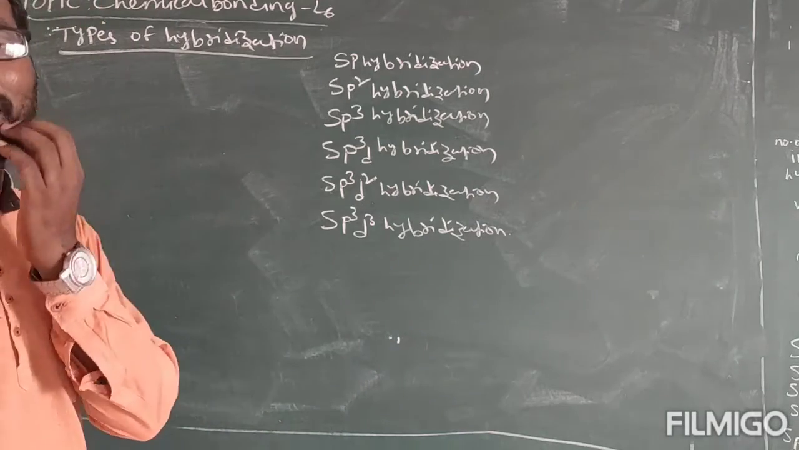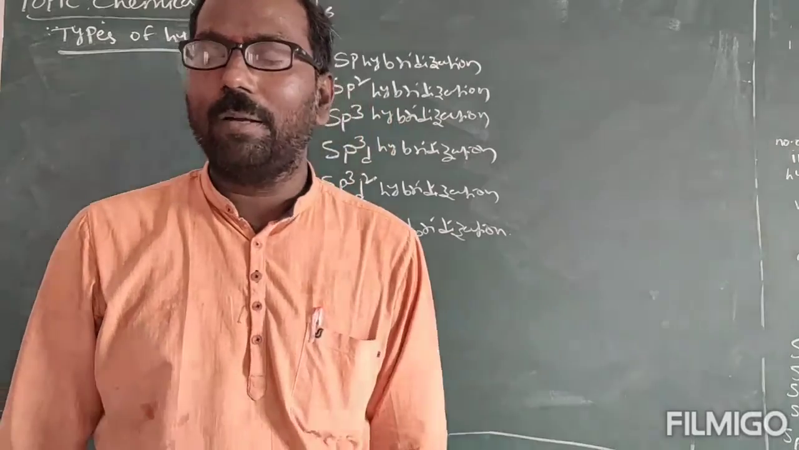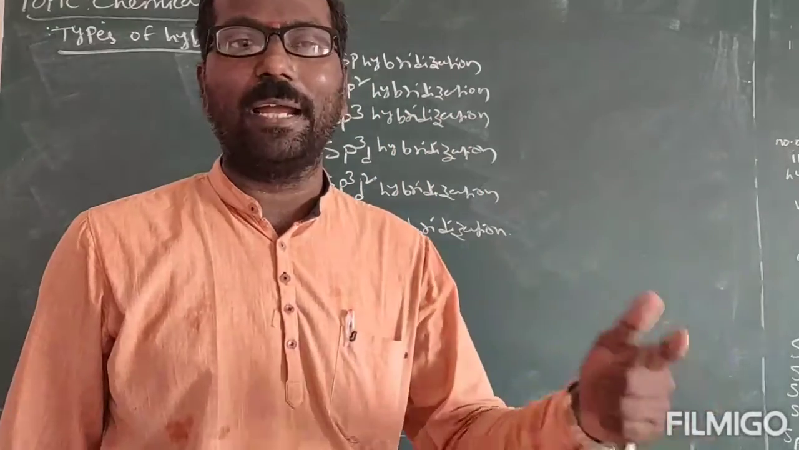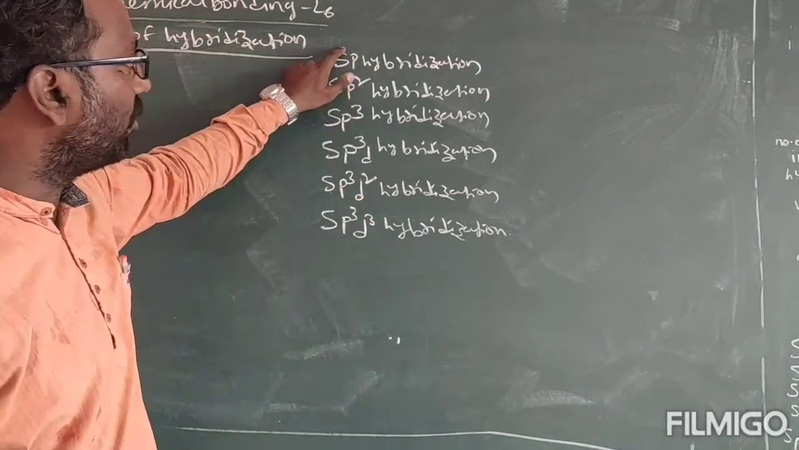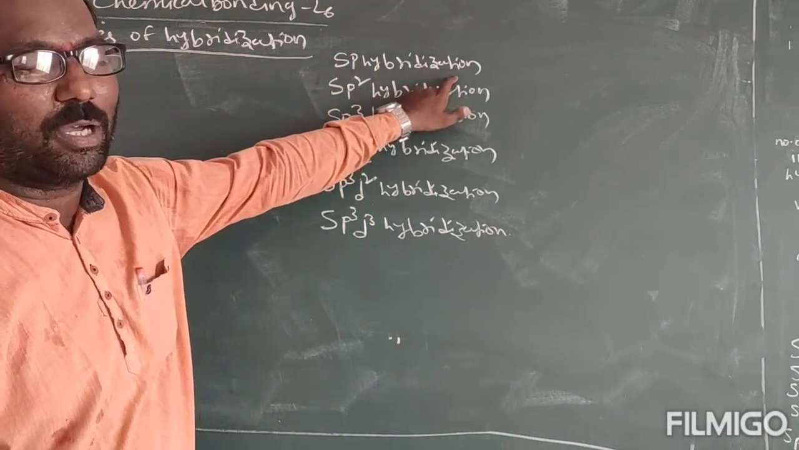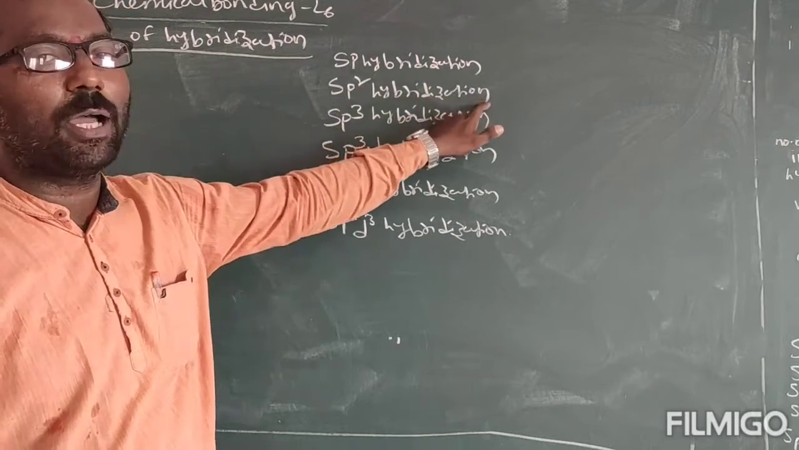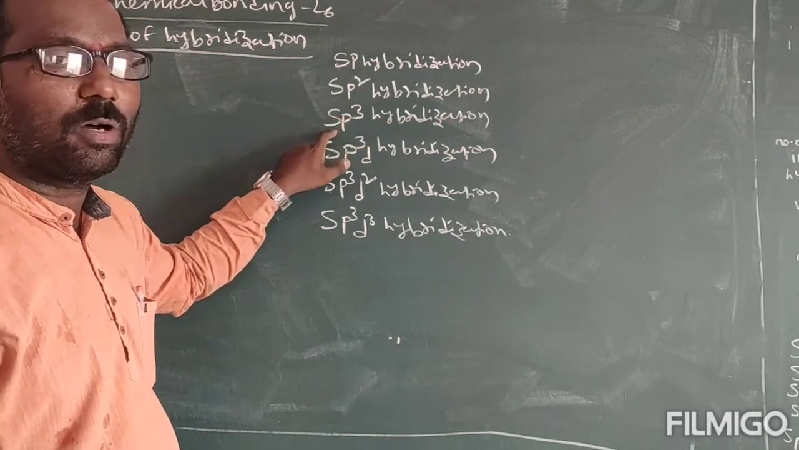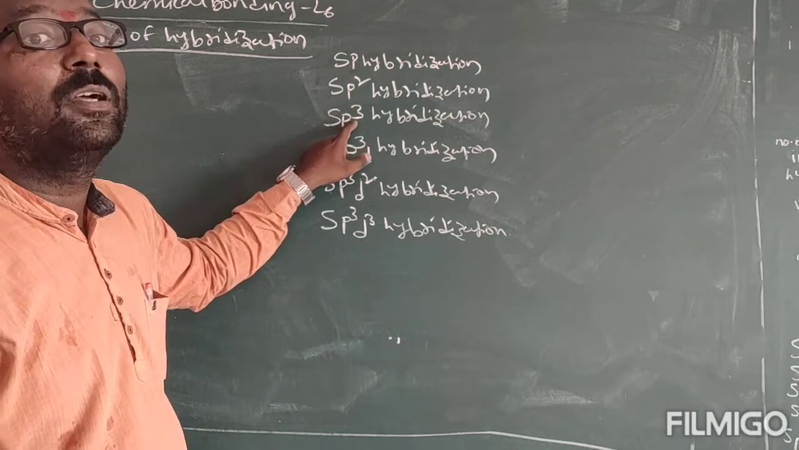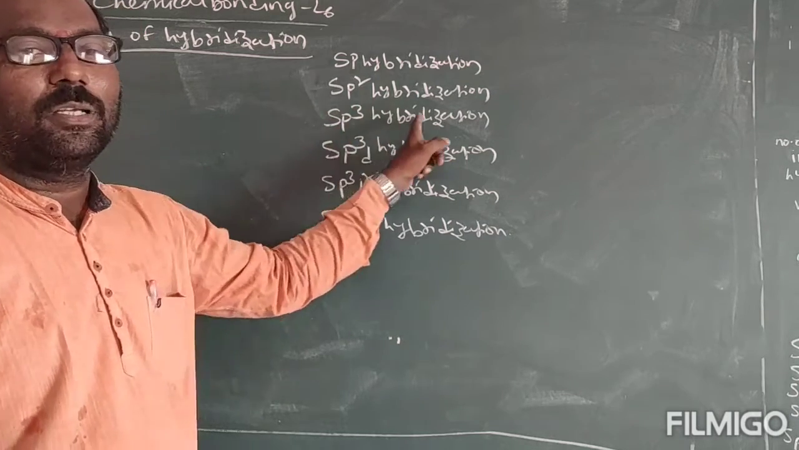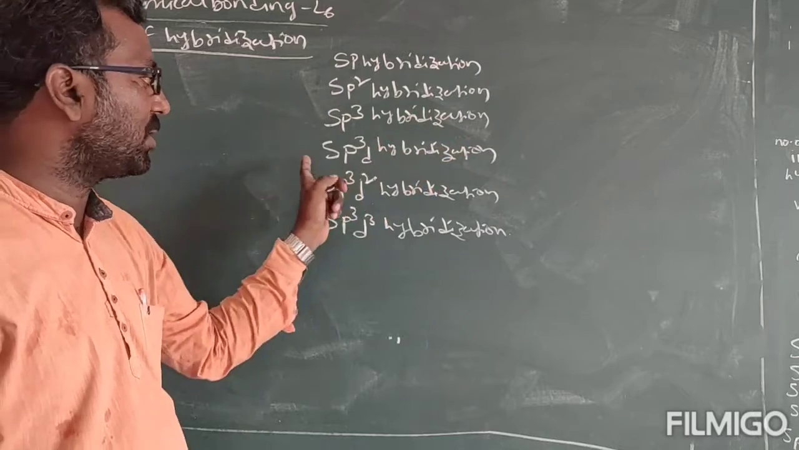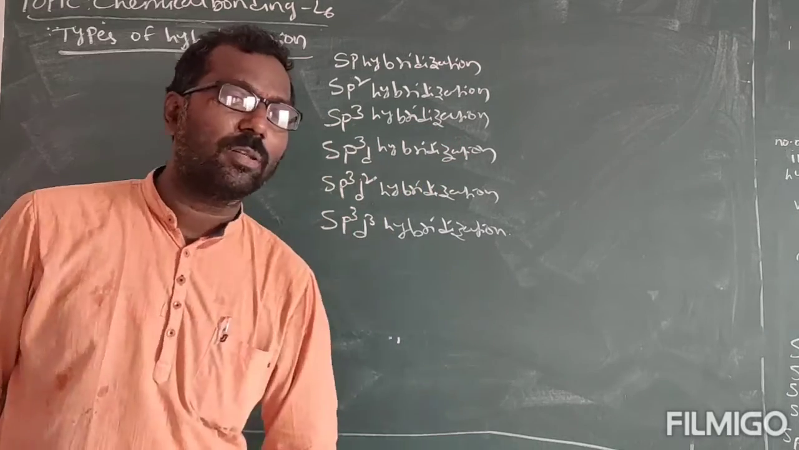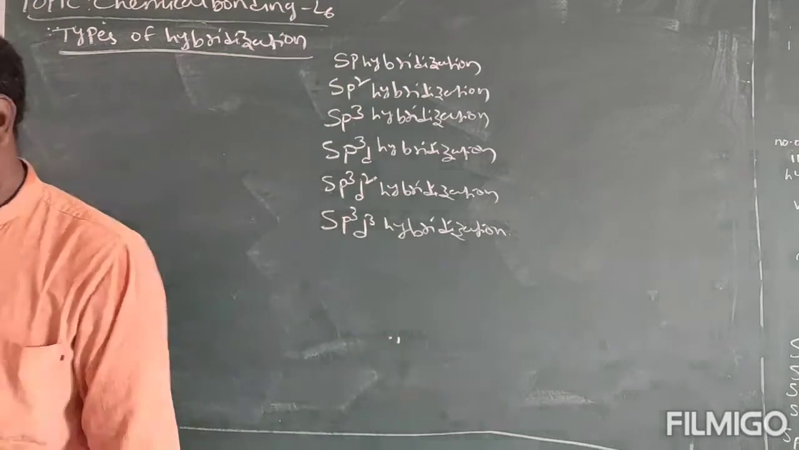So what is sp hybridization? Two sp hybrid orbitals are formed. One s and one p orbital are involved, 1 plus 1, 2 sp hybrid orbitals. Here 3 sp2 hybrid orbitals are formed, where 1 s and 2 p orbitals overlap. And in this, one s and 3 p orbitals overlap, and 4 sp3 hybrid orbitals are formed. Like that, here 5, here 6, here 7. So these are the hybridizations.